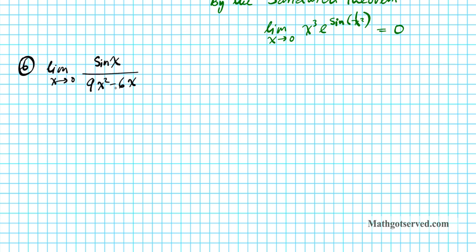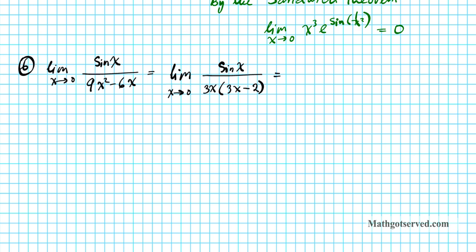If we plug in 0 directly, notice that we'll have an undefined expression. So can we apply the squeeze theorem here? Can we extract something like a sine x over x here? Absolutely. Let's focus on the denominator first and simplify that. Actually, we can take out 3x. That's a GCF there. 3x times 3x minus 2, like that.